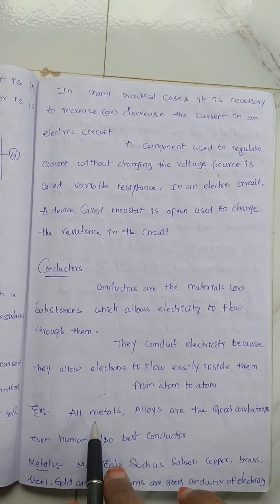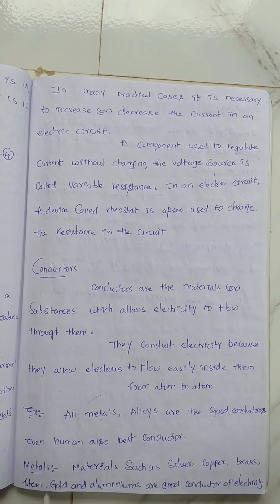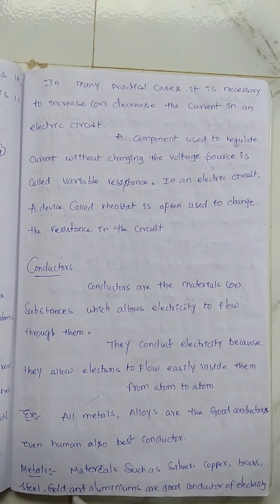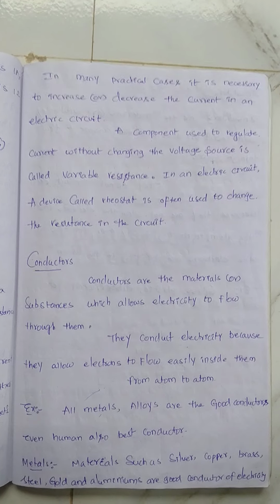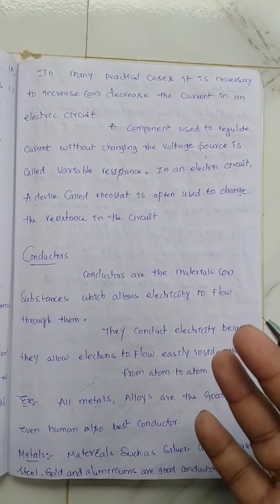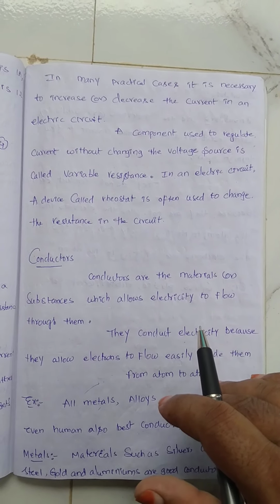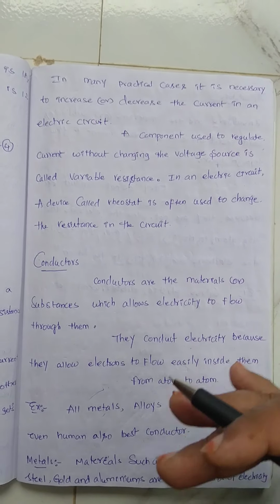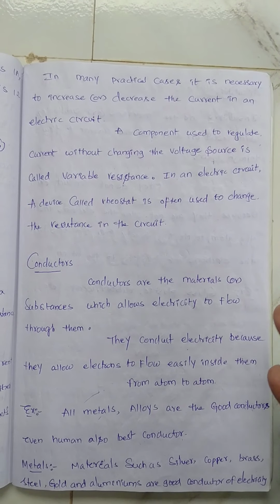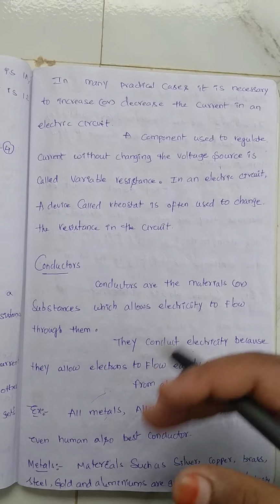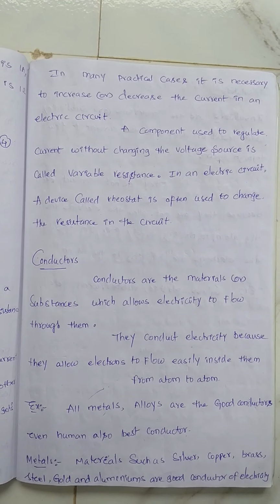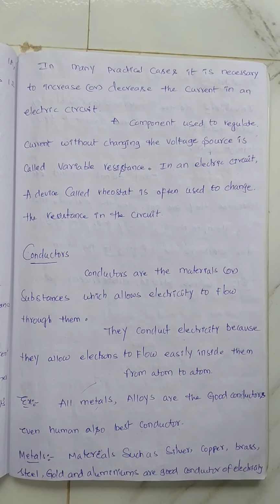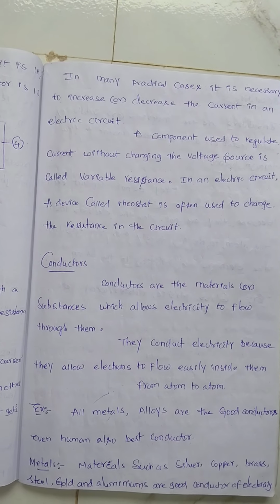For example, all metals and alloys are good conductors. Even humans are also good conductors, right? We are also conductors of electricity. For that reason, in some cases we get an electric shock. If you were not a conductor, how would you get an electric shock? Because you are also a conductor, in some cases you will get some electric shock.